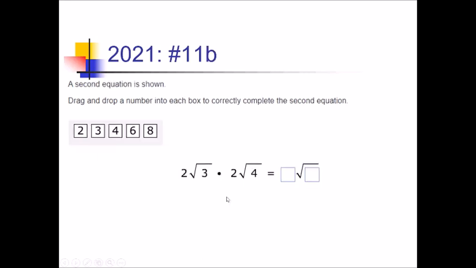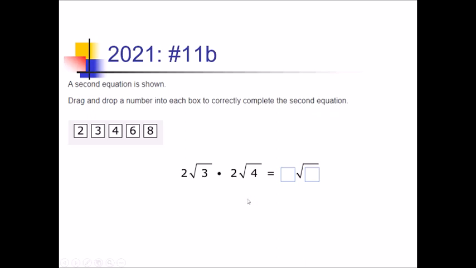For this part of the problem, we're trying to multiply 2 radical 3 by 2 radical 4. One way to do this would be to multiply the stuff outside the radicals together and the stuff inside the radicals together. So that would give you 4 radical 12. But then you would need to simplify the radical 12 because 12 is divisible by a perfect square. So that's one way to do it.